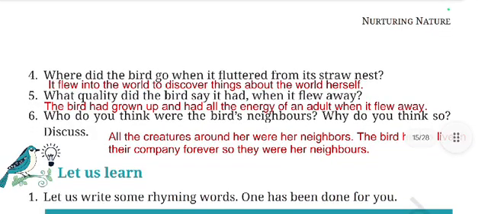Where did the bird go when it fluttered from its straw nest? It flew into the world to discover things about the world herself. What quality did the bird have when it flew away? The bird had grown up and had all the energy of an adult when it flew away.